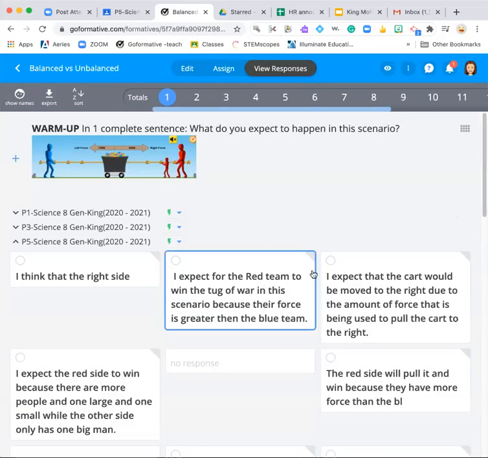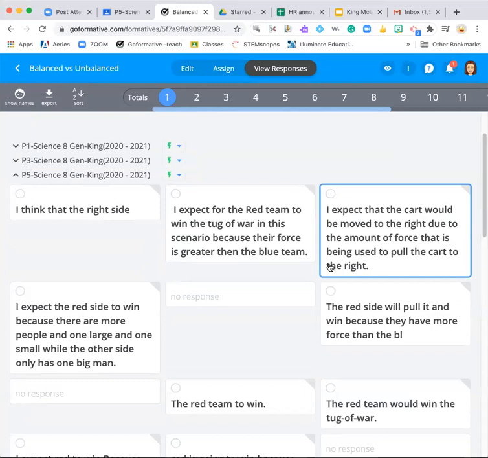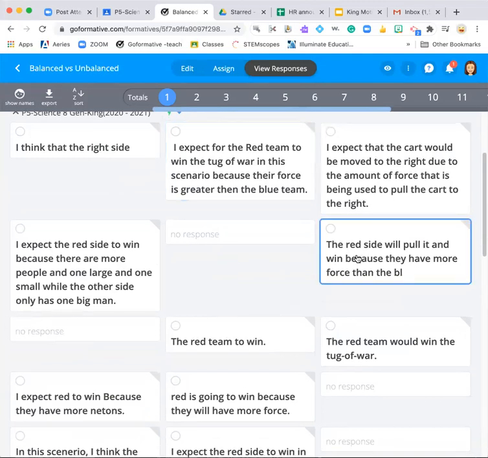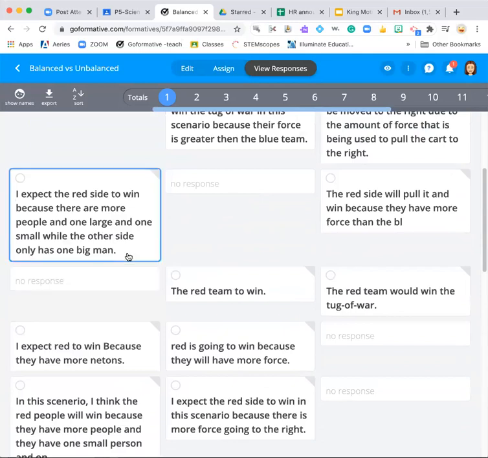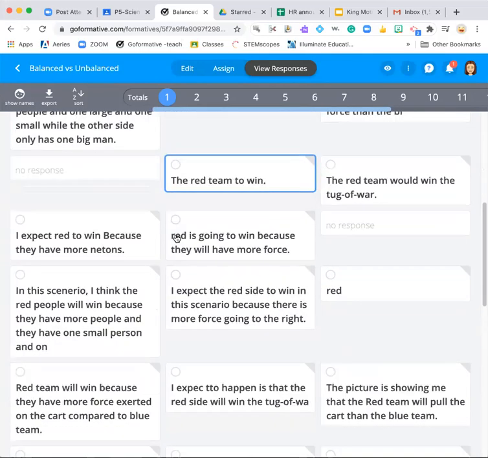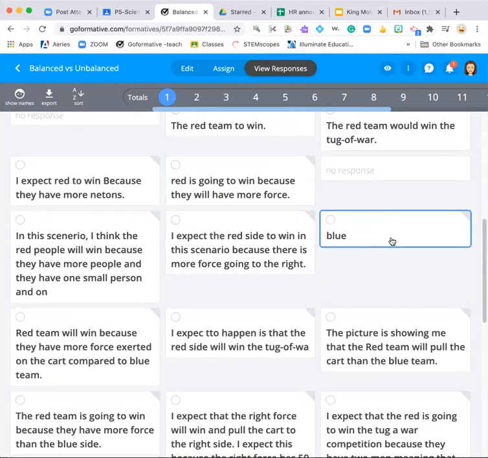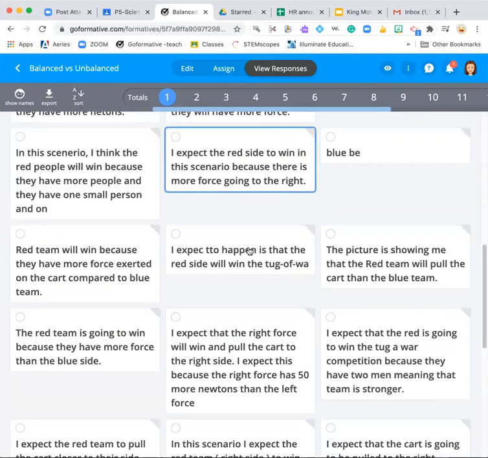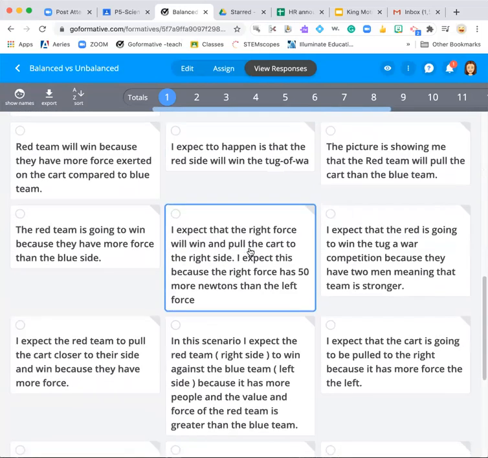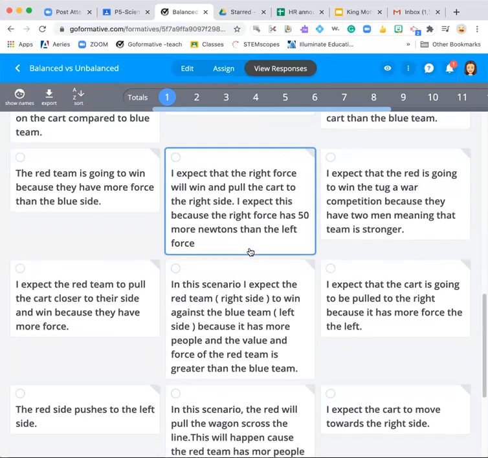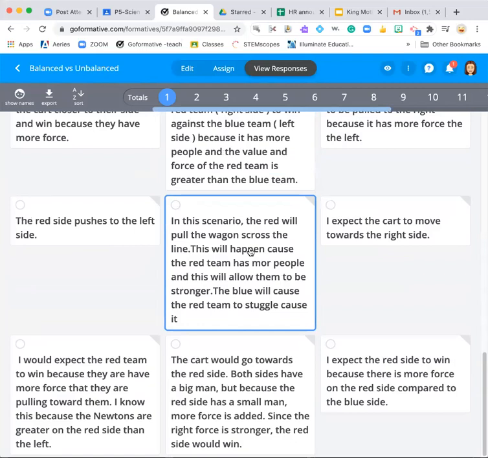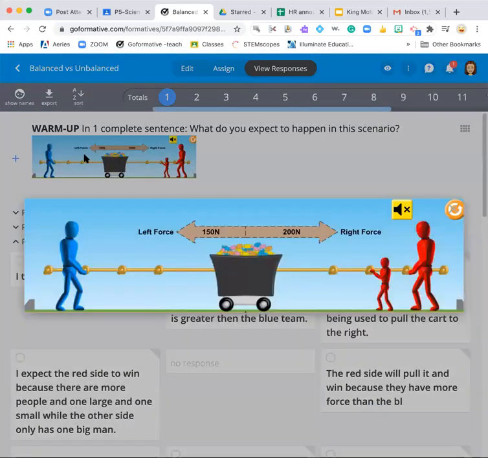There we go. All right, some of you expect the red team to win because the force is greater than the blue team. The red side will win because it has more force. Red side will win. They have one large and one small, while the blue side only has one big guy. Red team will win. Good, complete sentence. I like how this student is changing it. A lot of you are saying the red team would win here. Okay, so again, this scenario.